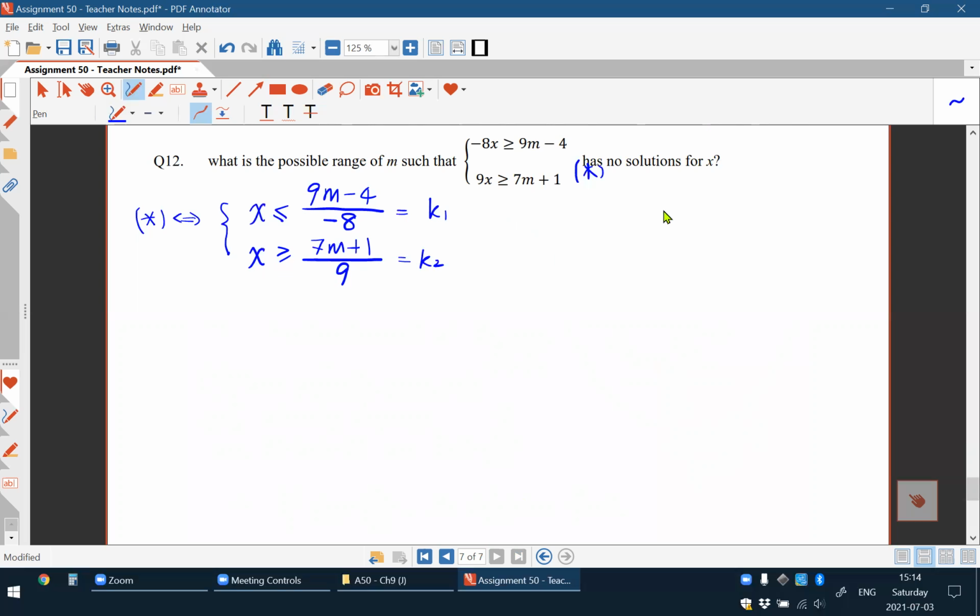So under what circumstance is there no solution for x? So let's say if K1 is here and K2 is here, this means x is smaller than or equal to K1 and greater than or equal to K2. So in this case, there is no solution, right? In this case, this means K1 is smaller than K2. If K1 is smaller than K2, there is no solution, right?